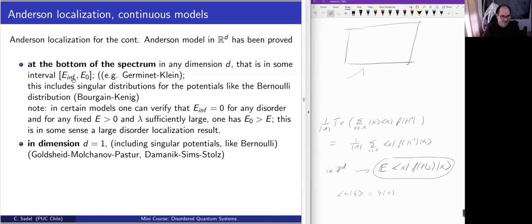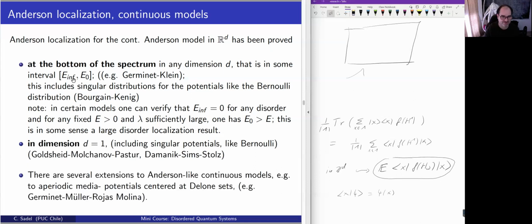And in dimension d equals 1, this includes singular potentials like Bernoulli, and the most general work here is by Damanik, Sims, and Stolz. Now there are also some extensions to Anderson-like continuous models, for instance in aperiodic media, with potential centered at Delaunay sets. There is some work, for instance, by Kaminaga, Müller, Rojas-Molina.